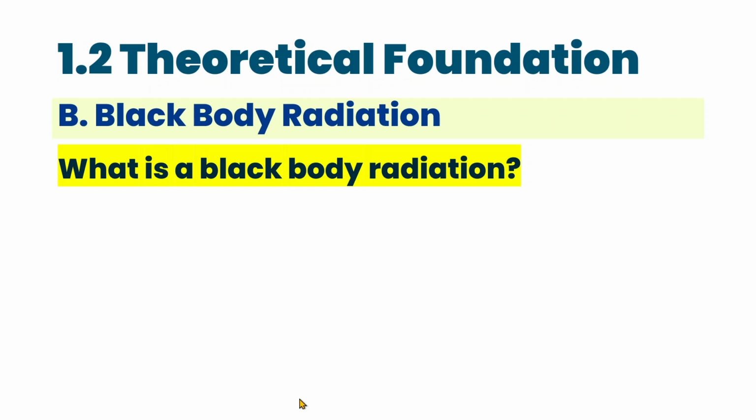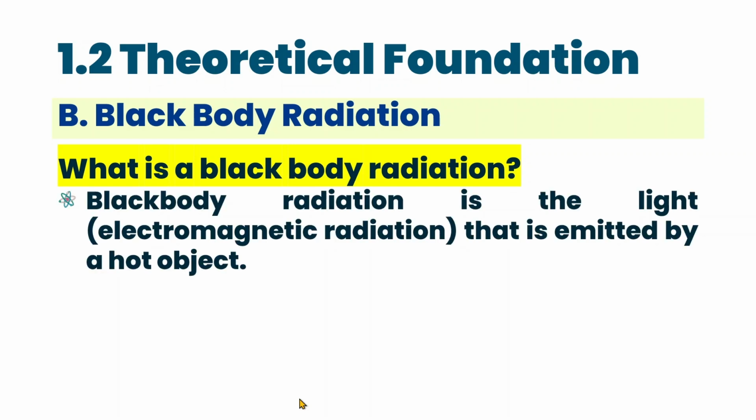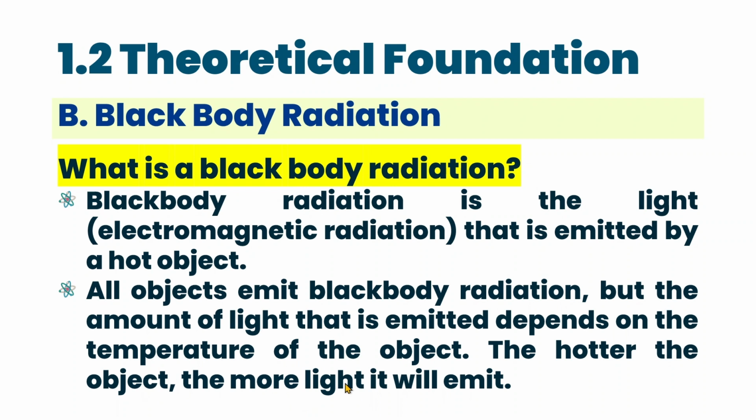So, what is now black body radiation? If there is a black body, there is also black body radiation. Black body radiation is the light, the electromagnetic radiation, that is emitted by a hot object. It's basically the light or electromagnetic radiation that a hot object gives off. All objects emit this kind of radiation, but the hotter something is, the more energy and light it gives off. That's why heated metal, for example, glows red, then white as it gets hotter.